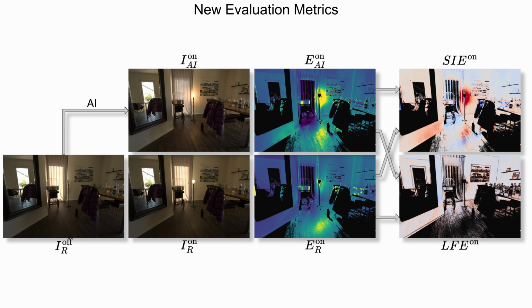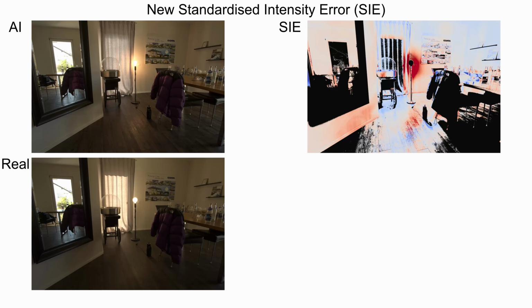The behavior of these metrics becomes clearer in a zoomed-in view. In the red region, the model predicts too much illumination around the light bulb compared to the real image. This discrepancy appears as a large error in the SIE metric.